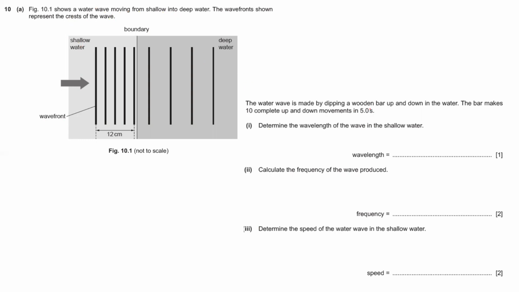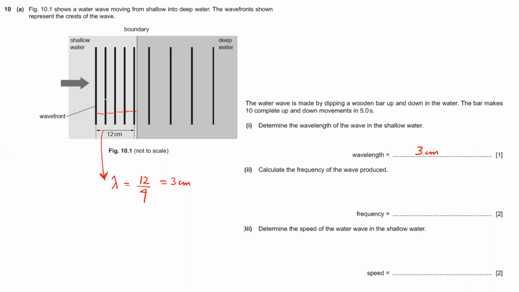The wave is made by dipping a wooden bar up and down in the water. The bar makes 10 complete up and down movements in 5 seconds. Okay, so determine the wavelength of the wave in the shallow water. The easiest way of finding the wavelength: lambda is, so we have 1, 2, 3, 4 waves, so 12 divided by 4. So lambda is 3 centimeters. So the best way is to find 3 centimeters using this information.